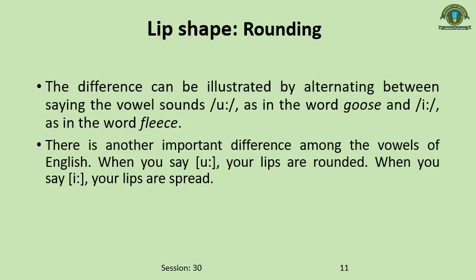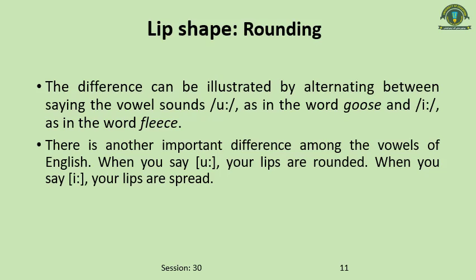Now, one of the parameters to understand the production of vowels, or the description of vowels, is lip shape. What is the shape of our lips? It is round or it is unround. Now, remember, the difference can be illustrated by alternating between saying the vowel sound oo, as in the word goose, and e, as in the word fleece. These are only two words as an example, but I want you to use certain other words having these two sounds. One is oo, the other one is e. Remember, both these sounds are long vowel sounds. Okay? We are talking about lip shape.